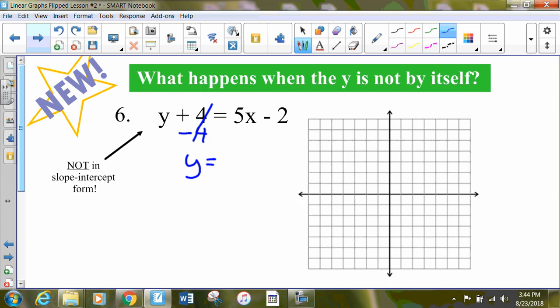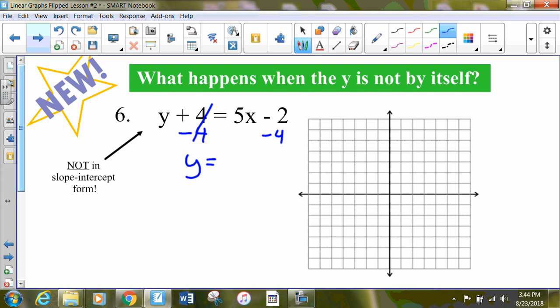All right, you're saying, wait a minute, Miss Overby. If this is an equation where both sides are equal to each other, and you just subtracted 4 from one side, now it's not equal. You've got to subtract 4 from the other. Oh, thank you for reminding me. I'm going to subtract 4 from the other.